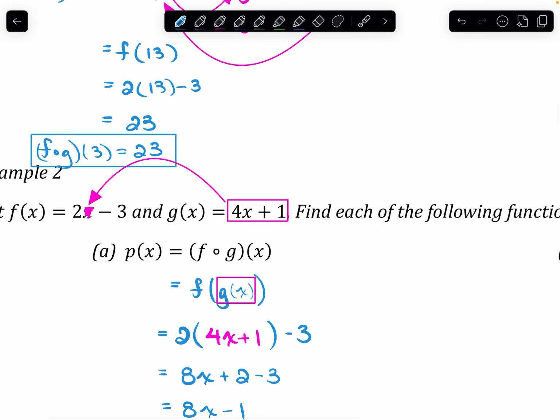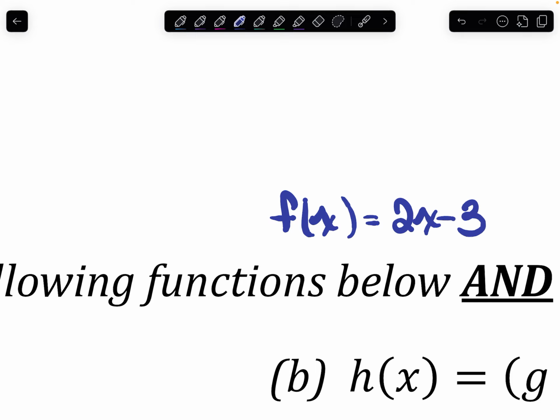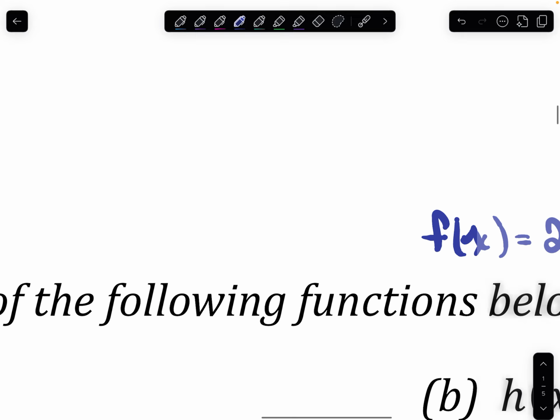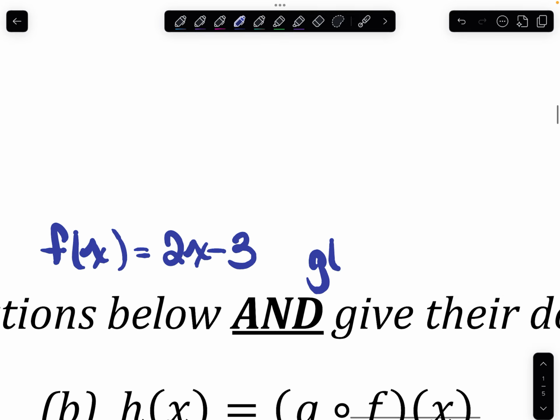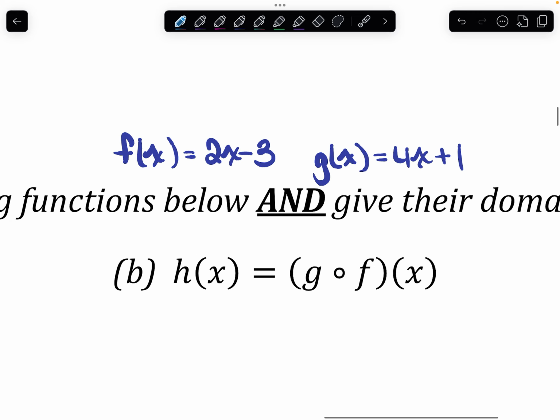Let me get the functions over here so we can see them. So we had f of x was 2x minus 3, and g was 4x plus 1. All right. So for part B, there's the function so we can see them easily.